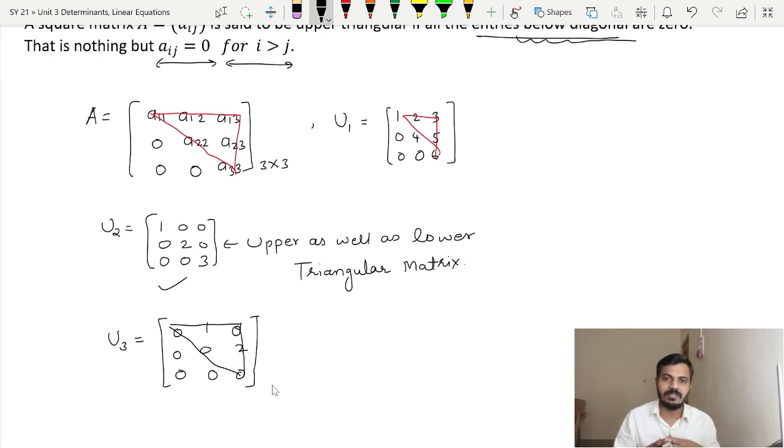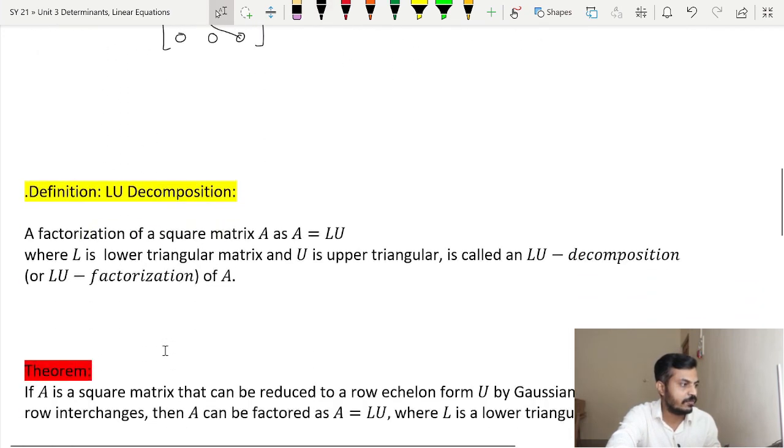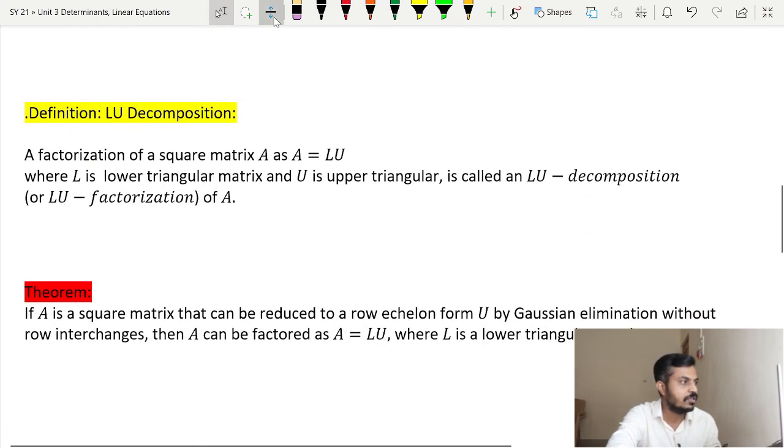Upper triangle is present and it is called an upper triangular matrix. Even if this entry is 0, still it will be called an upper triangular matrix. And therefore the name of our topic is LU decomposition. Okay, L stands for lower triangular matrix and U stands for what? Upper triangular matrix. Now we will move towards the definition of LU decomposition.